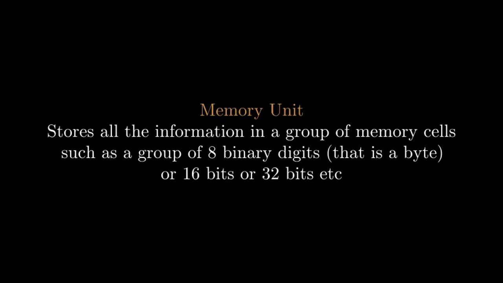The memory unit stores all the information in a group of memory cells, such as a group of 8 binary digits. These groups of memory cells or bits are called memory locations. The amount of information that can be held in the memory is known as memory capacity, and it is measured in megabytes or gigabytes.